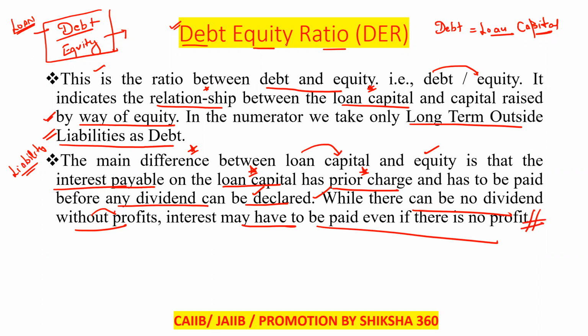Please tell me if you are able to understand the difference between both these things. Dividend is to be paid only in the case of profits, and interest we have to pay whether there is profit or loss.